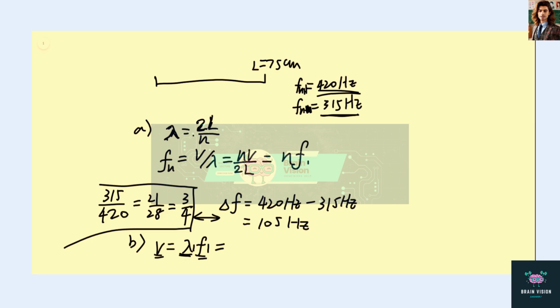So for the lowest frequency, lambda is 2 times L, so it's 2 times 0.75 meter. The frequency is 105 Hertz. So it gives me 158 meters per second, which is how fast waves can travel along the wire.